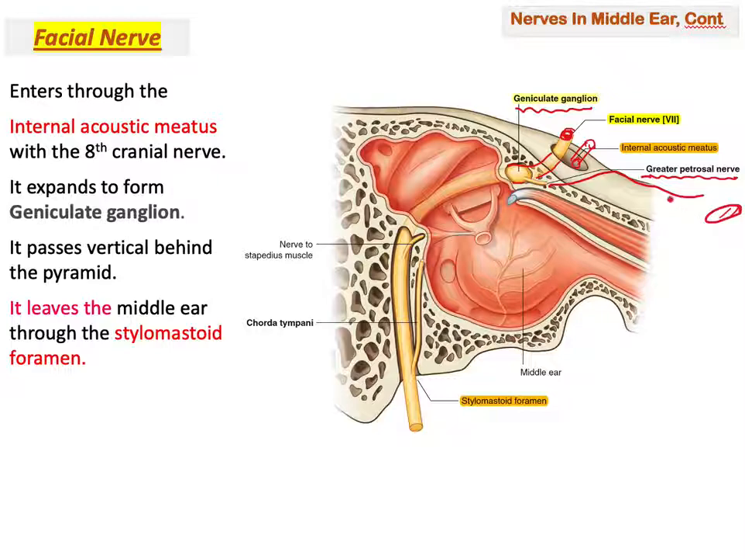But on its way, there is the internal carotid artery, so it passes below the internal carotid artery and it takes a branch from the deep petrosal nerve there to form the nerve to the pterygoid canal.